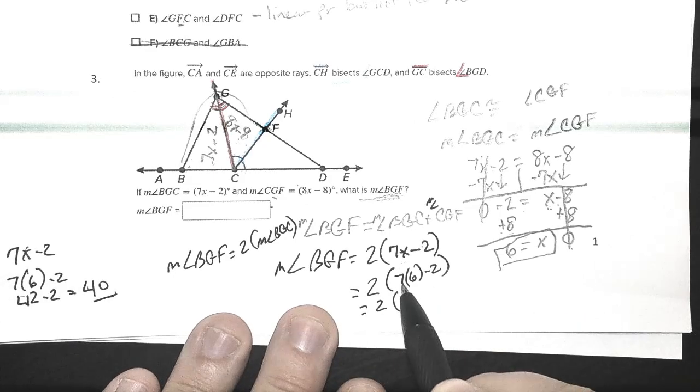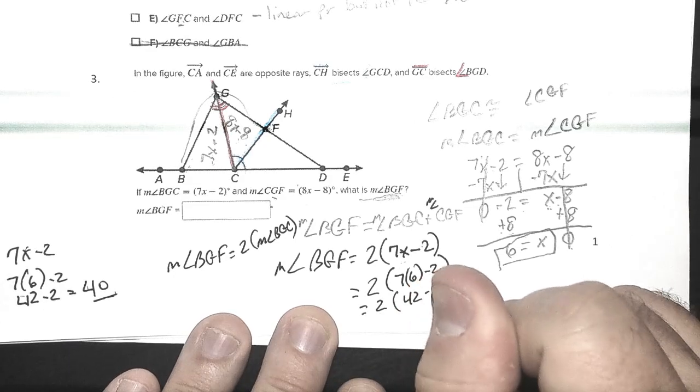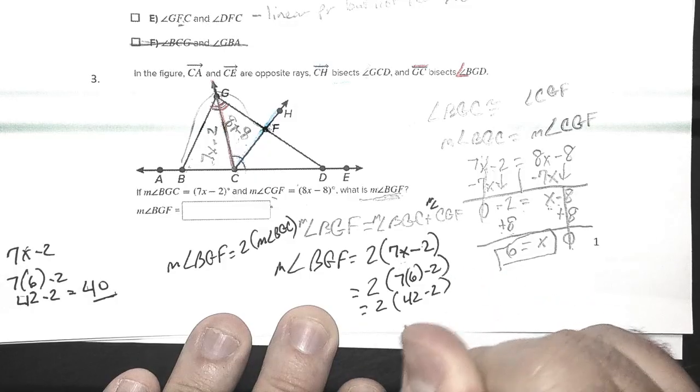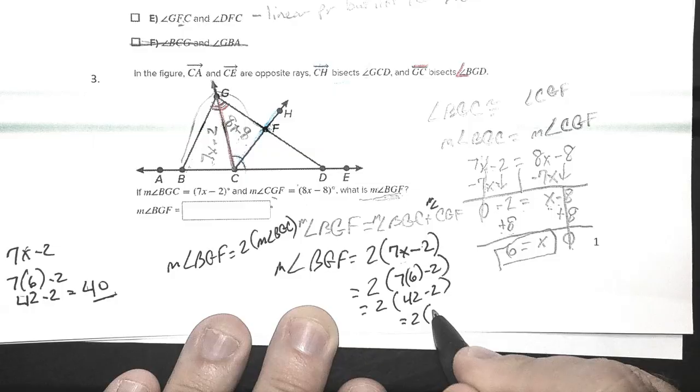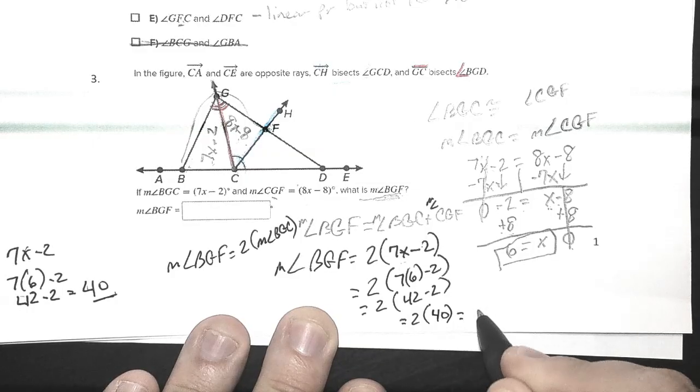So 7 times 6 again is 42 minus 2. So we'll just scoot it over here, 2 times 40 minus 2 is 40. 2 times 40 is 80.